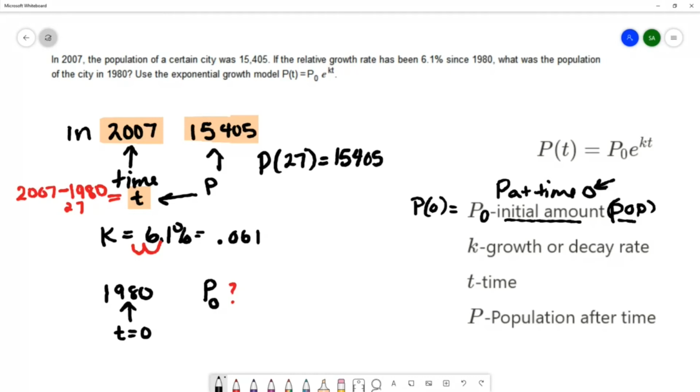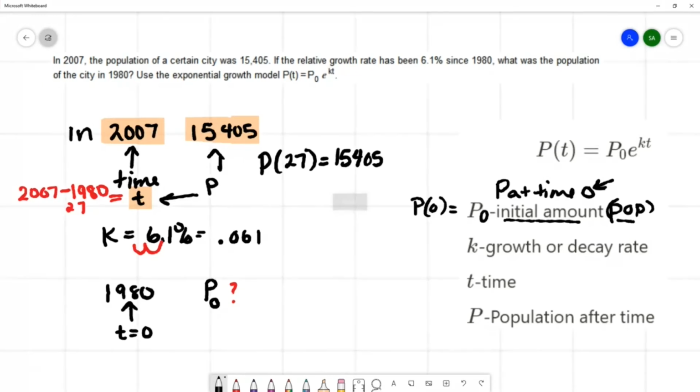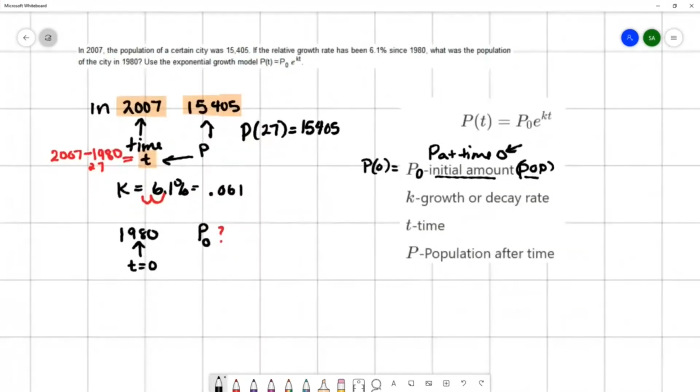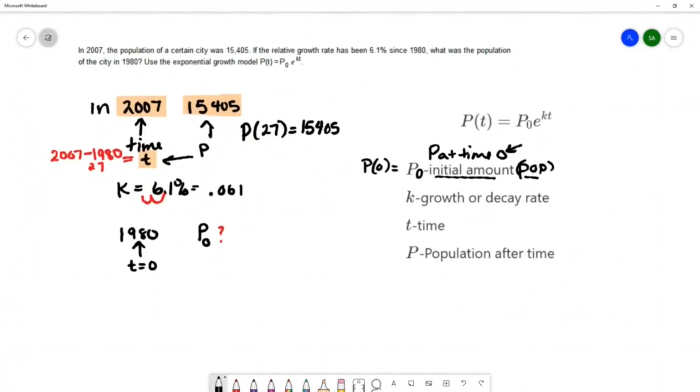I think we have enough information to substitute some values into our model and solve for our missing population. So once again, our model is P of t equals P naught e to the kt, and P naught is our missing value. So we're going to leave that variable alone, and we're going to substitute in the other values.